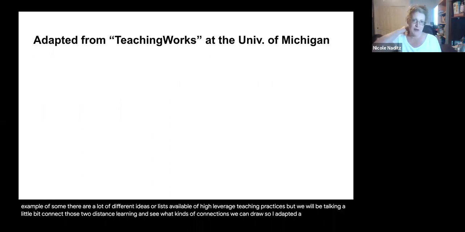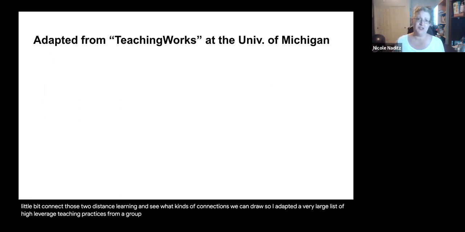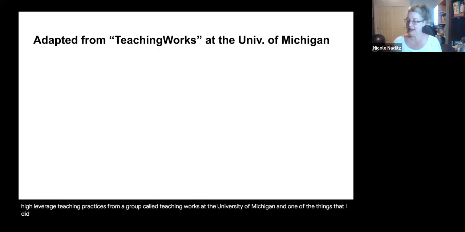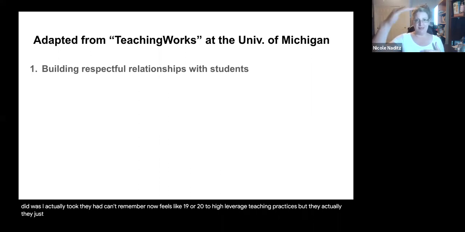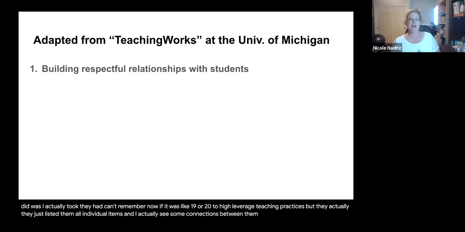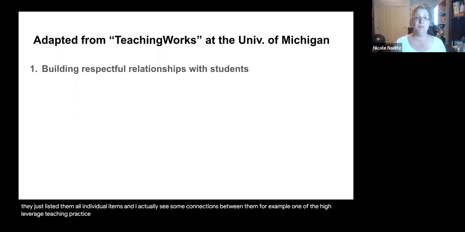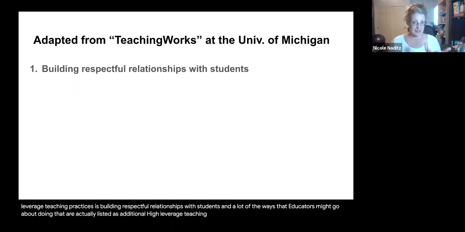I adapted a very large list of high leverage teaching practices from a group called TeachingWorks at the University of Michigan. I can't remember now if it was 19 or 22 high leverage teaching practices, but they listed them all as individual items, and I actually see some connections between them. For example, one of the high leverage teaching practices is building respectful relationships with students, and a lot of the ways that educators might go about doing that are listed as additional high leverage teaching practices by TeachingWorks.